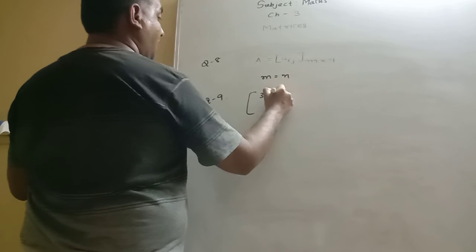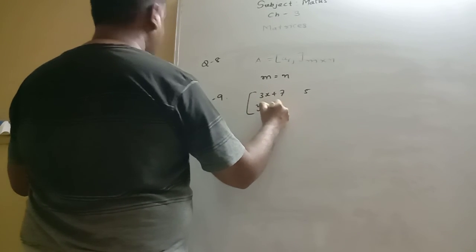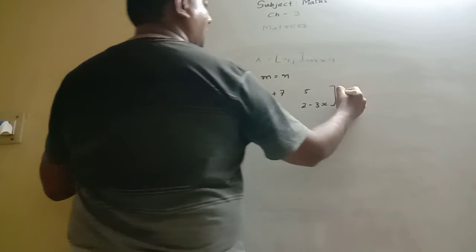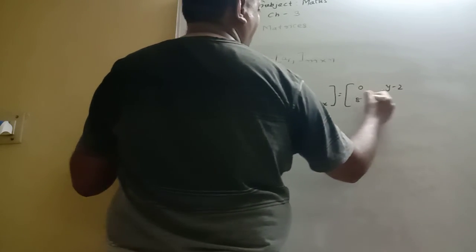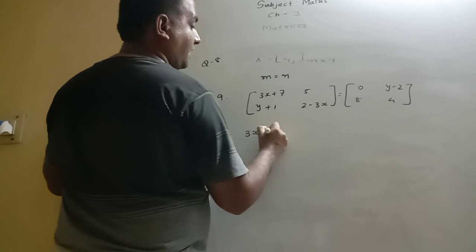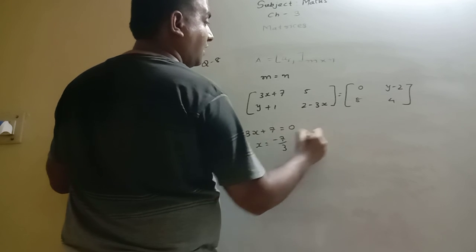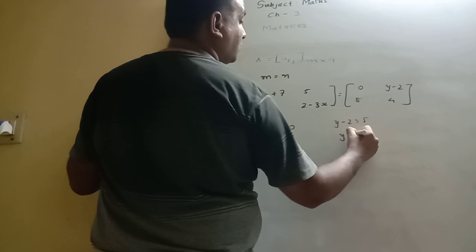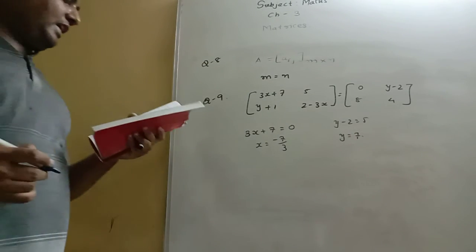Question 9 is that 3x plus 7, 5, y plus 1, 2 minus 3x, equals to 0, y minus 2, 8. For the possible values of x and y, we can compare them. 3x plus 7 equals to 0, so x equals to minus 7 by 3, and y minus 2 equals to 5, so y equals to 7. So possible values are minus 7 by 3 and 7.